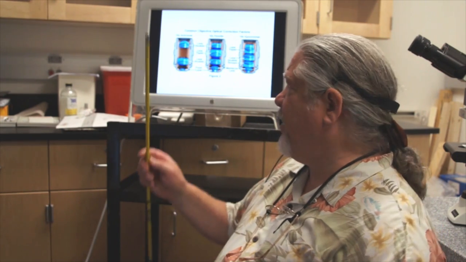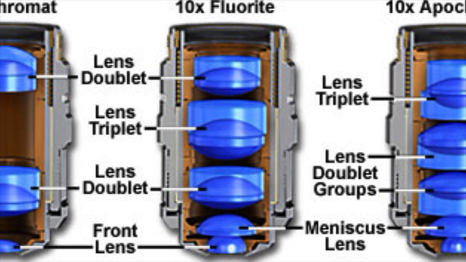Now there are two other very important objectives that are used in microscopy, which are also used on the Leica confocal microscope, so you need to understand these. One is called a fluorite objective. A fluorite objective is a lens which has many elements in it. You can see all these lenses inside the barrel of the objective. And this is highly corrected for the transmission of light.